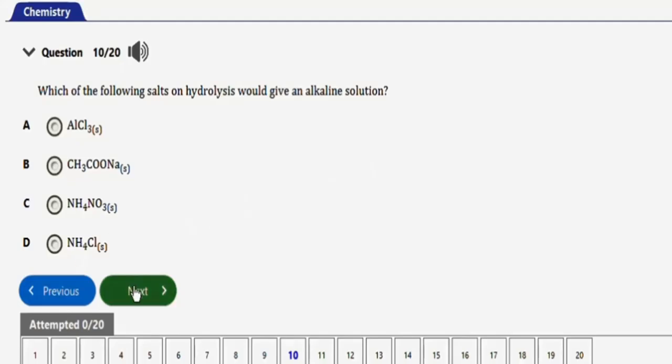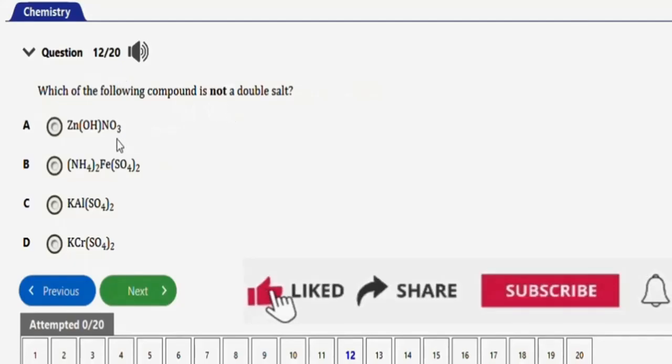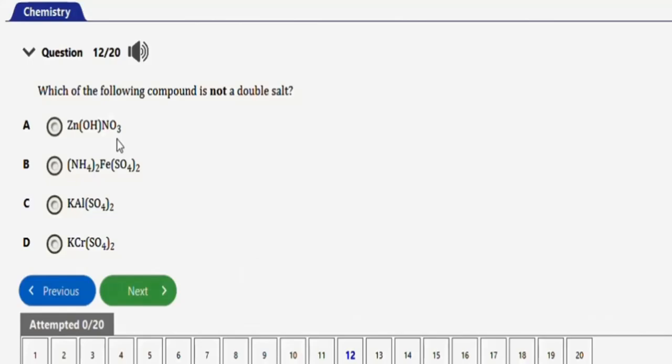Next question with this one. It says which of the following compounds is not a double salt? So the one that has OH or hydroxide will be the answer. So it's option A, zinc hydroxide nitrate, which is a basic salt. Okay, so it's not a double salt, it's a basic salt.